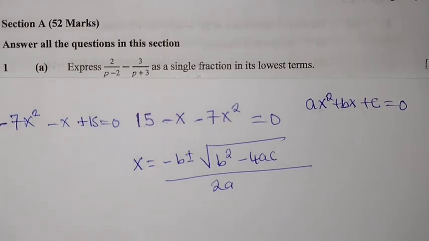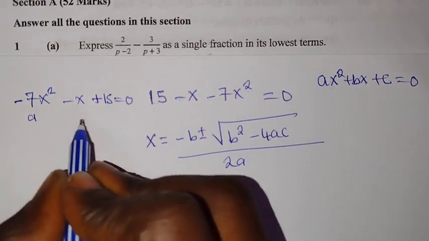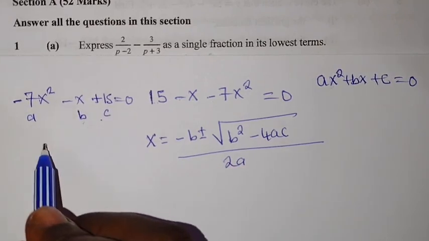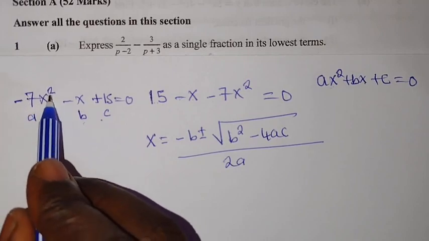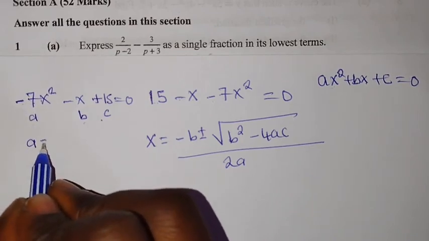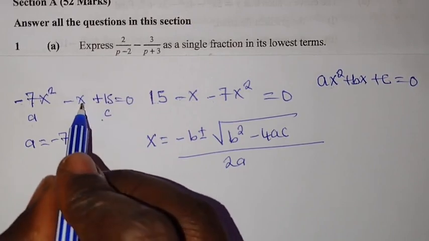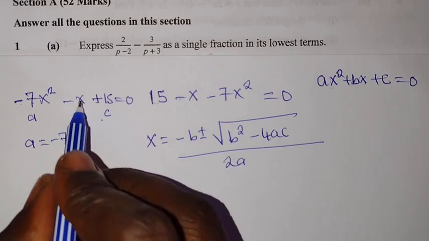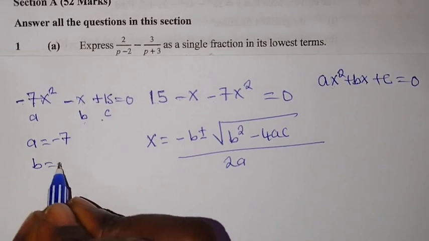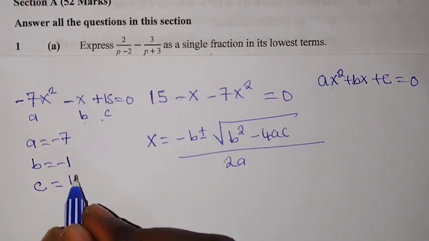Then from there, what are you going to do? You need to rename this. You say A, B, C. So A, B, C, these are representing coefficients. So negative 7x squared, meaning that the coefficient of x squared right here, it's a negative 7. So the value of A is equal to negative 7. And the value of B will be presented by the coefficient of this x right here. So the coefficient of this x, because of the minus, so it's a negative 1. So B is equal to negative 1. Then C is equal to a positive 15 right here.